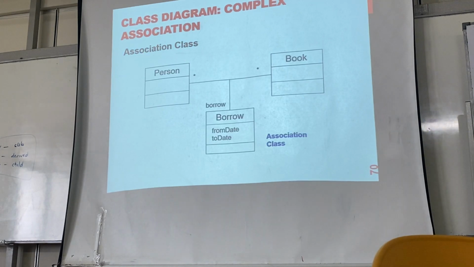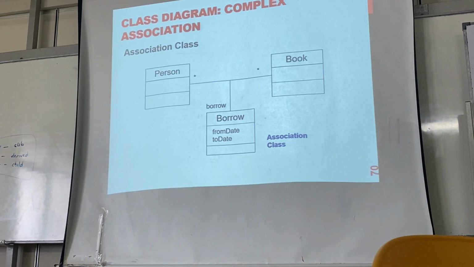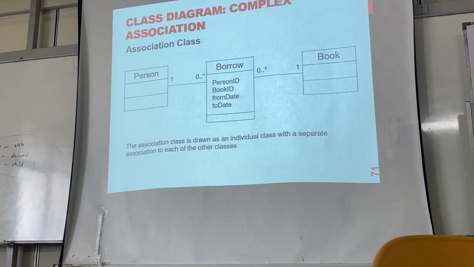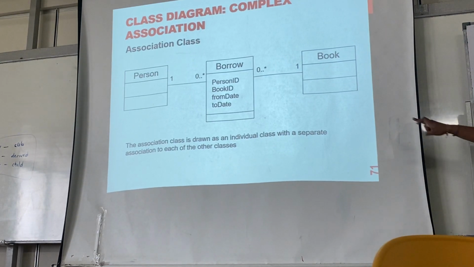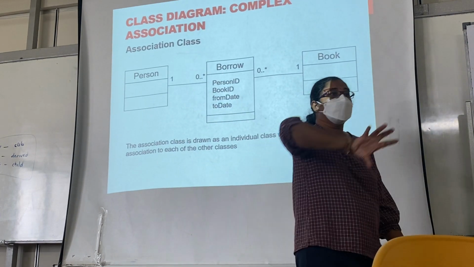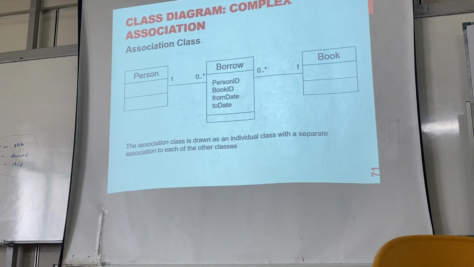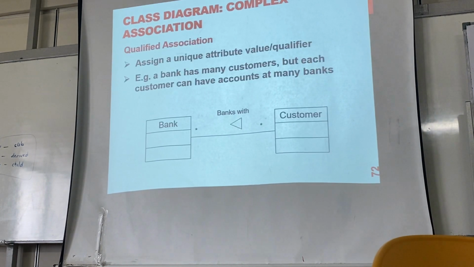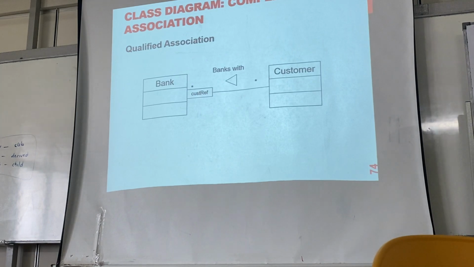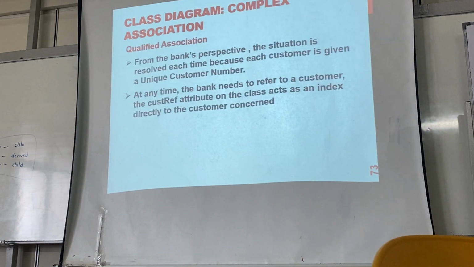So let me show you. So borrow. Okay. So you can just call it borrow. Then how do you improve the relationship now? Yeah, breakdown. So again, breakdown into one to many, one to many. The association class becomes in between. Okay? Clear? Same like your example here.